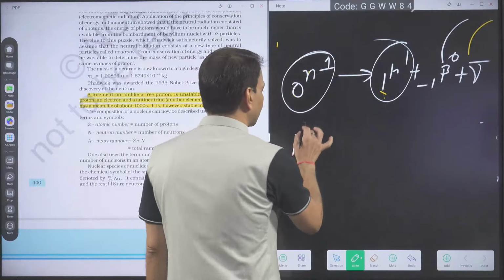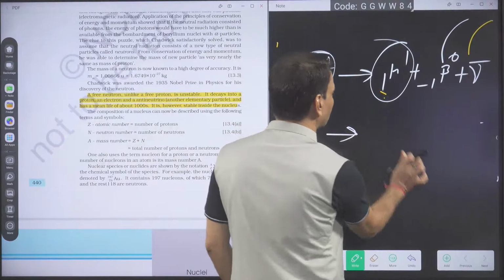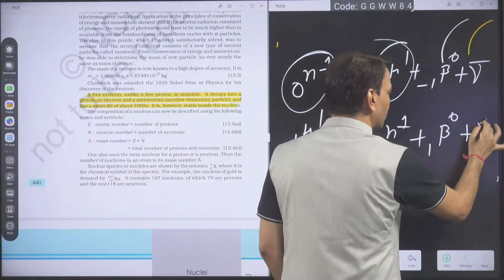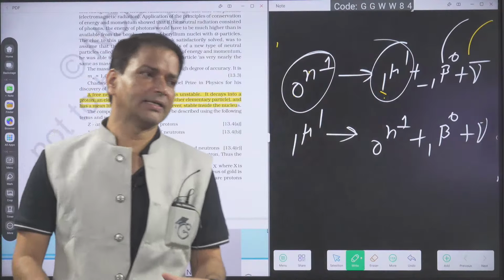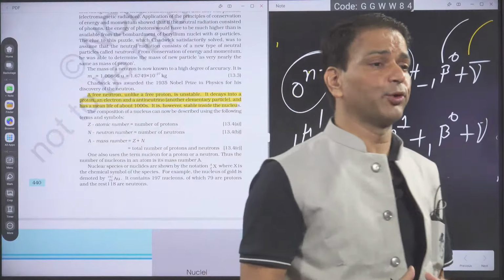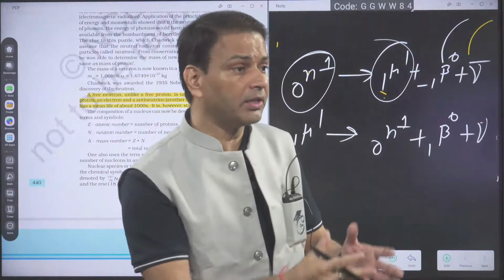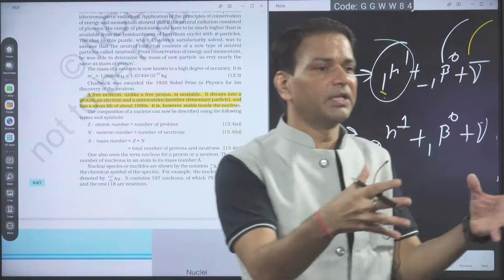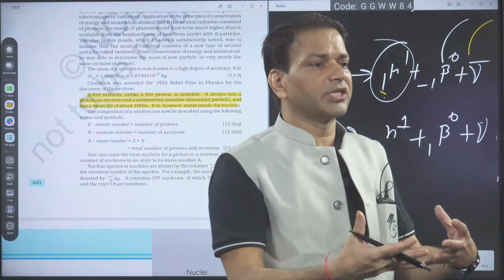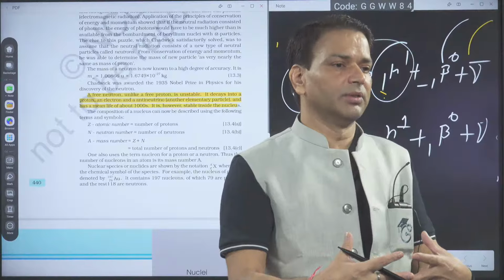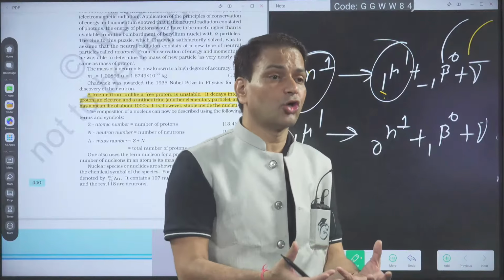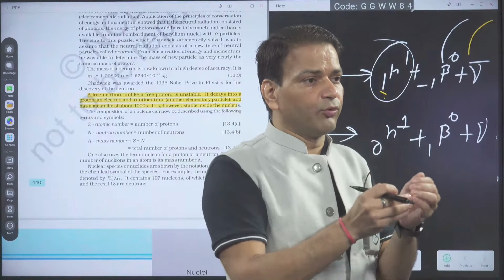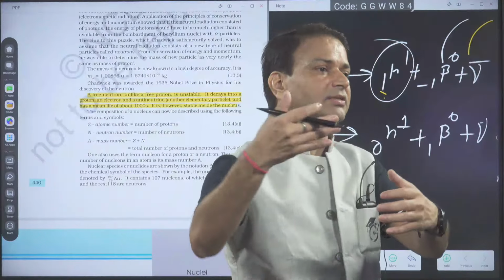Similarly, we have the disintegration of the proton also. 1H1 is equal to 0n1 plus 1β0 plus neutrino. Suppose in a heavier nucleus there are more protons. Due to the more protons, repulsion will increase because proton and proton repel each other. So due to the more repulsion the nucleus will be unstable. The nuclear force is a short range force, but as the nucleus becomes big, the nuclear force will be weaker because the distance increases.